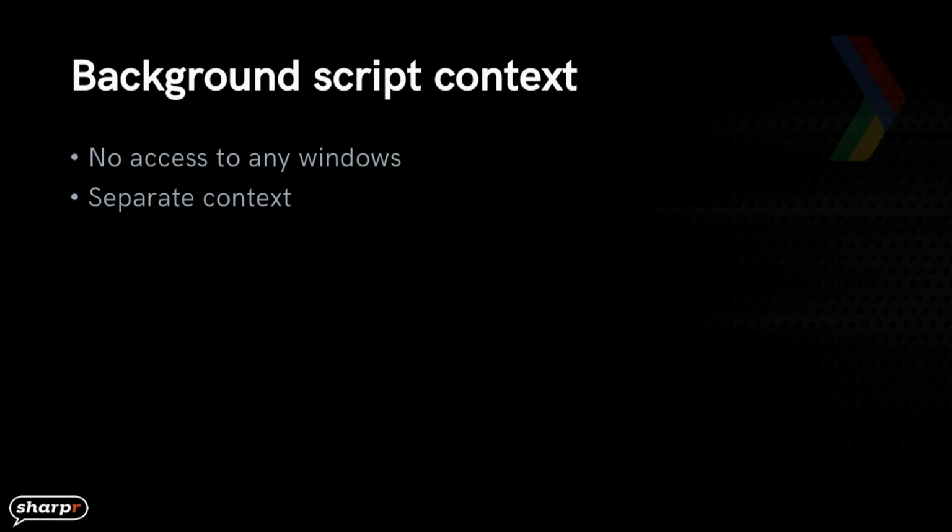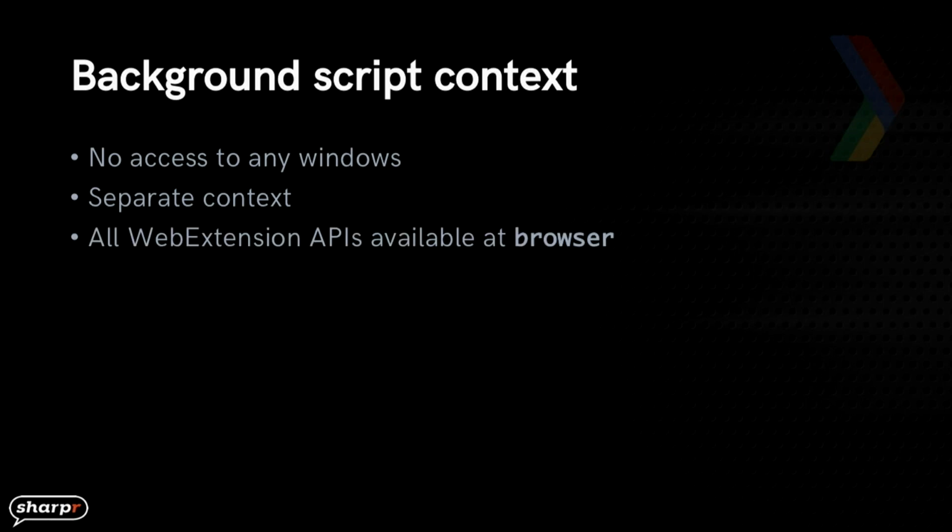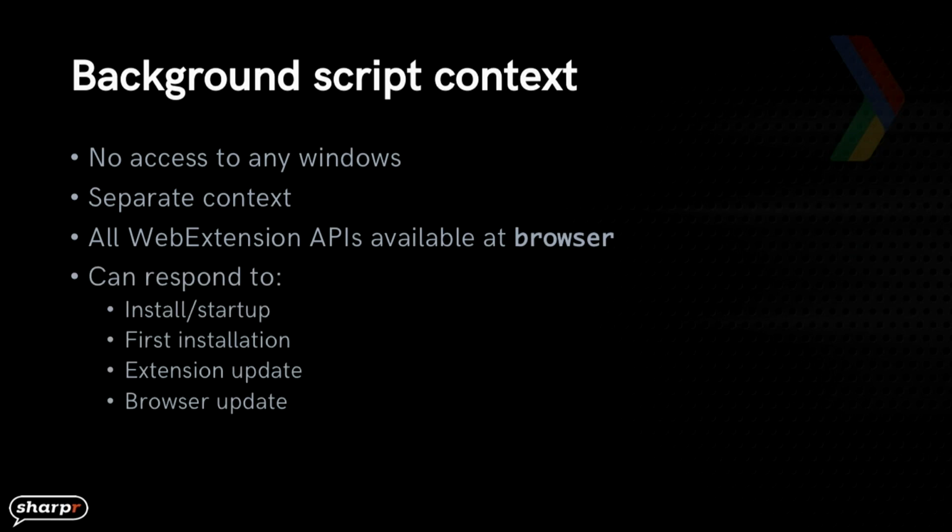And so then we talked about the background script that runs the Omnibox keyword and the context item and the clickable icon. The background script here doesn't have access to any of the windows in the browser. It's a completely separate context, so it doesn't have any global variables available to it. And you can grab all the web extension APIs at browser.